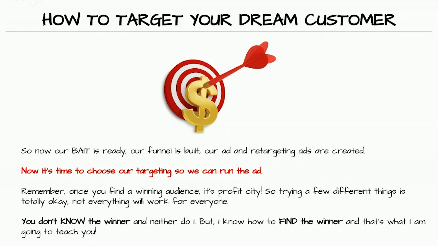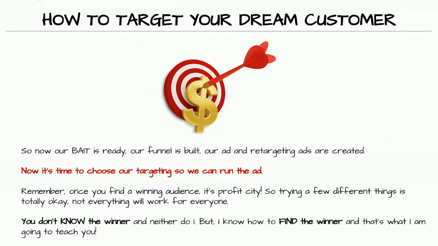Your funnel's built, ready to go. Your ad and the copy's made. You've made the copy and set up the custom audiences for your retargeting ads. Your ad's ready to go. It's connected to your custom conversion. Everything should be ready to go. All right. Now, what's left is choosing your targeting and your split test and just hit go, running the ads. So that's what we're going to do now.